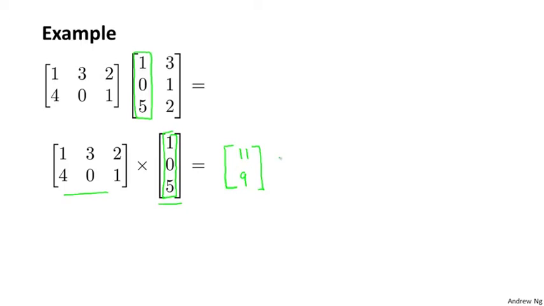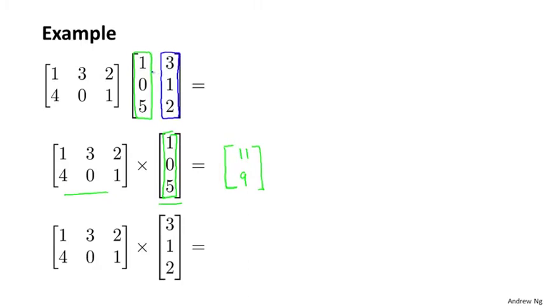And then the second thing I'm going to do is pull out the second column of the matrix on the right, and I'm then going to take the matrix on the left and multiply it by that second column on the right. Again, this is a matrix vector multiplication step, which you saw from the previous video. And it turns out that if you multiply this matrix and this vector, you get 10, 14.